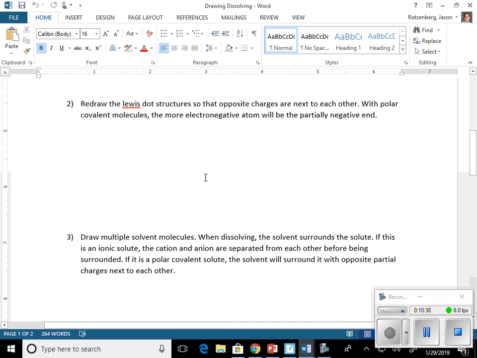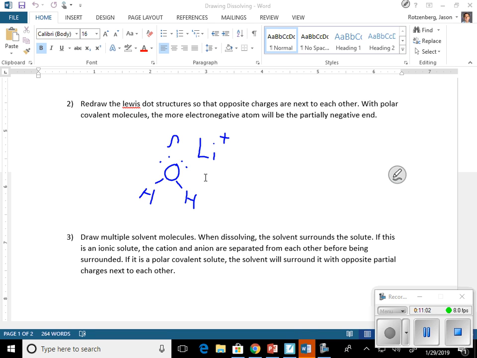It says redraw the Lewis structure so that opposite charges are next to each other. Remember, opposite charges attract. So if I draw my lithium fluoride, lithium is a plus charge. The part of water that's going to be next to the lithium is the oxygen end. The reason that is the oxygen end is the partial negative end. A polar covalent molecule with partial charges can attract an ionic compound with full charges.